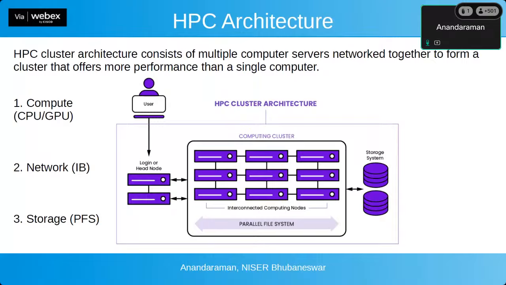Basically it has three components: compute, network, and storage. Compute can be CPU or GPU, and in future we can integrate QPU also, quantum processing unit. For network, usually we are using Ethernet, which has been there for a long time. So why do we need a special network, InfiniBand? IB means InfiniBand. Because Ethernet can give bandwidth, no issue, but the latency, the delay, will be more.